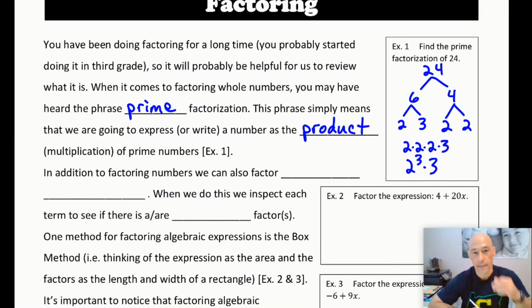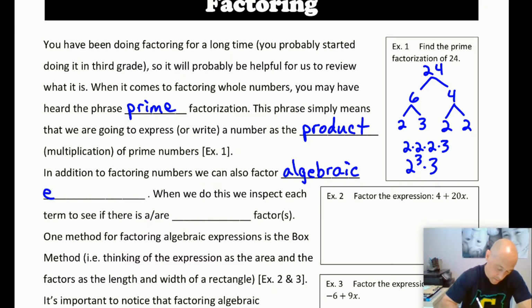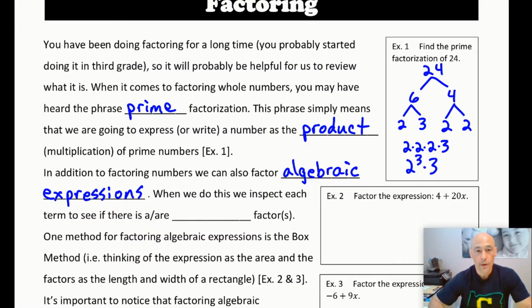In addition to factoring numbers, we can also factor algebraic expressions. When we do this, we inspect each term to see if there are common factors. One method for factoring algebraic expressions is the box method. That is, thinking of the expression as the area and the factors as the length and width of a rectangle. So we're going to look at examples 2 and 3.